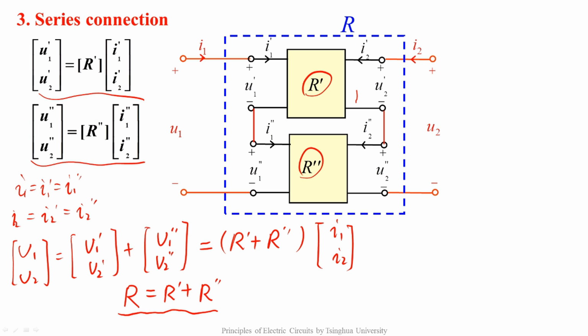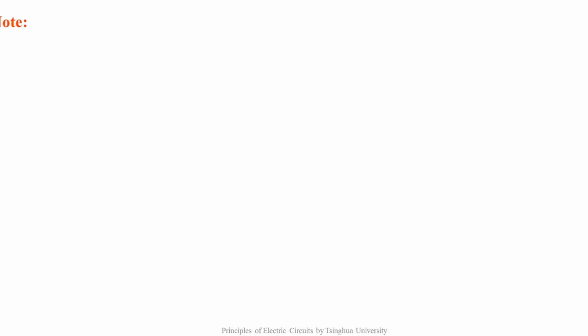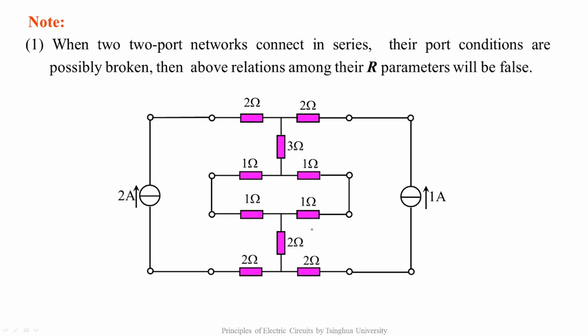Similarly, it can be generalized to the series connection of multiple two-port networks. Similar to the parallel connection, when two-port networks connect in series, their port conditions are possibly broken. Let's look at this example.